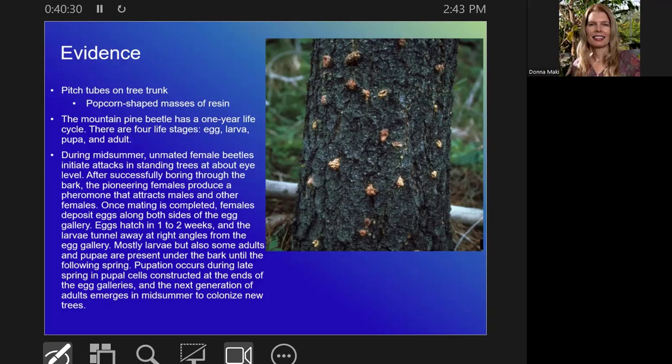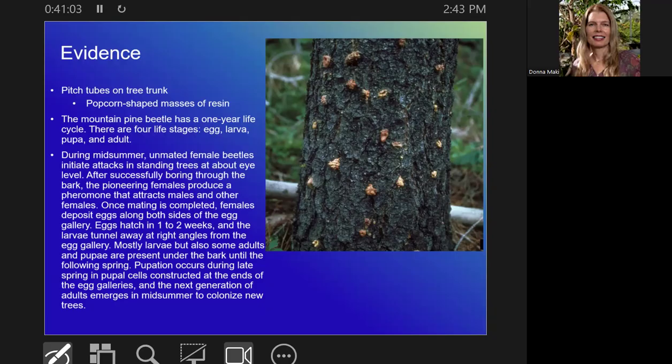I'll show you what they mean by the gallery. They actually call it an egg gallery. It's underneath the bark. And then the eggs hatch in about 1 to 2 weeks, and then the larvae start to tunnel away from the initial egg gallery. And then they stay under there until the spring, and then they pupate and come out in the spring. And then the adult finally emerges and goes and finds another tree and does it all over again.